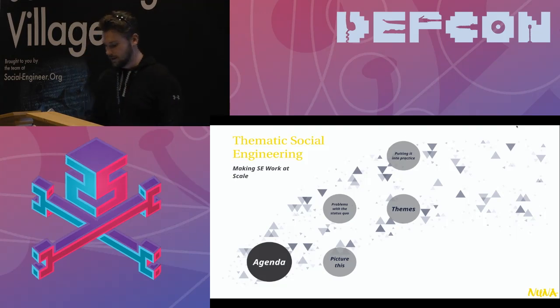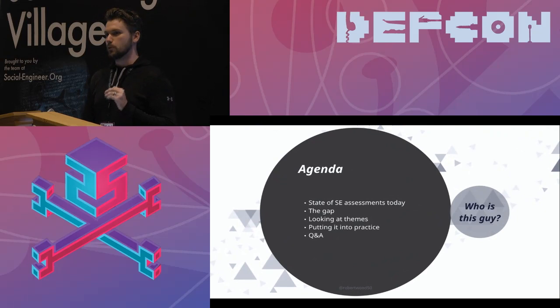So really quickly, here is the agenda that we're going to cover today. Step one, we're going to really quickly touch on the state of social engineering today, the widening gap that is happening. Start to look at themes. This is where we'll inject the central concept or premise of the talk. And then talk about putting all of those ideas into practice, both as a tester and as a practitioner owning a program.